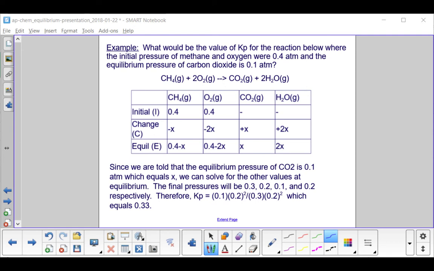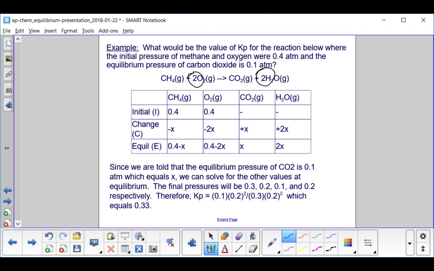And let's think of what's going to happen at the change. So with a coefficient of 1, methane will just decrease by x. So at equilibrium, we have 0.4 minus x. Oxygen will decrease by 2x. So we have 0.4 minus 2x. And again, that 2 just comes from the coefficient. And then, let's see, carbon dioxide will increase. Coefficient's 1, so by just some amount x. And water will increase, again, because of the coefficient 2, by an amount 2x. So at equilibrium, carbon dioxide is x and water is 2x.